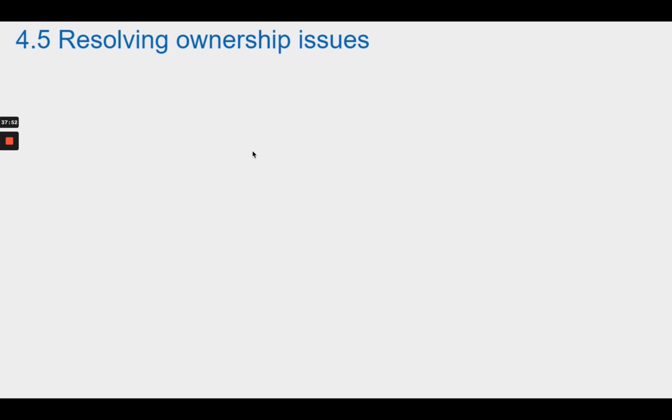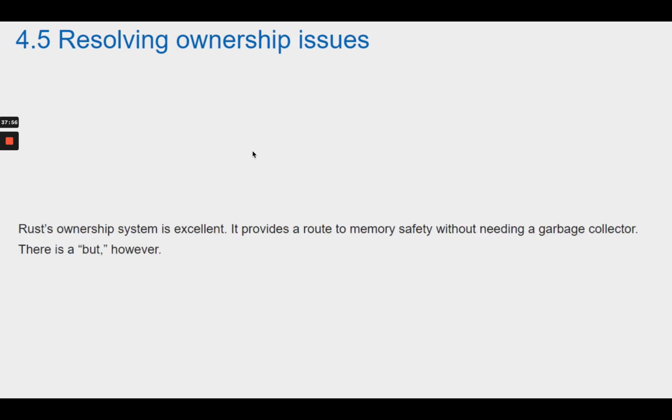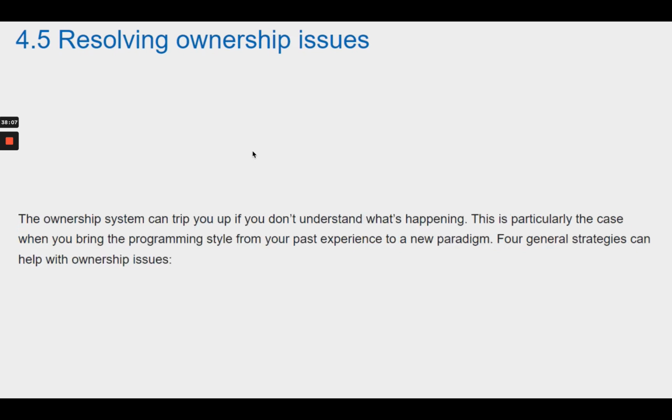Section 4.5. Resolving ownership issues. Rust's ownership system is excellent. It provides a route to memory safety without needing a garbage collector. There is a but, however. The ownership system can trip you up if you don't understand what's happening. This is particularly the case when you bring the programming style from your past experience to a new paradigm.